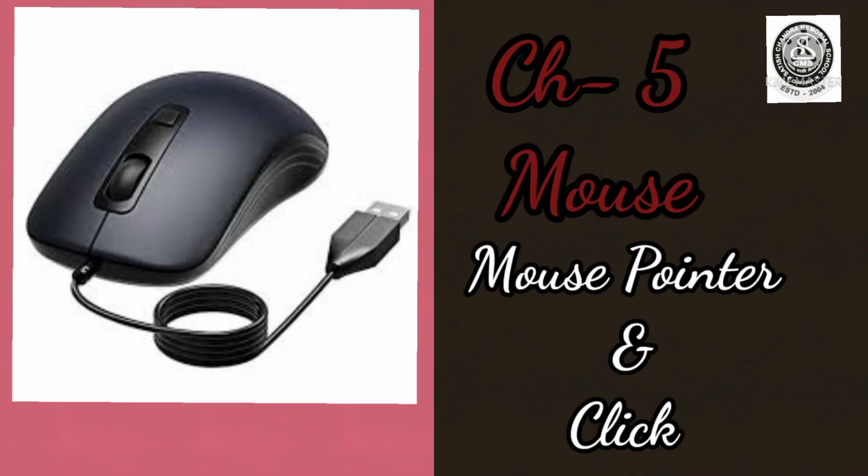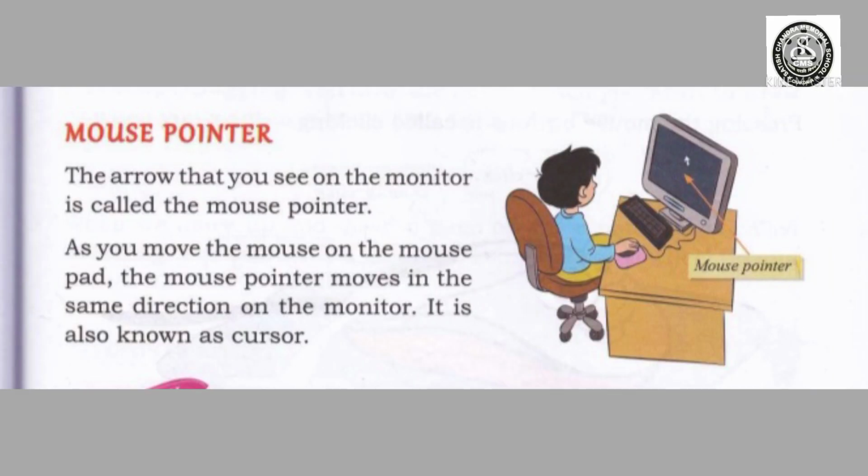Today we are going to discuss from chapter 5, mouse pointer and its click. Now let's start with the mouse pointer. So what do you mean by the mouse pointer? The arrow that you see on the monitor is called the mouse pointer. So students, the arrow which you see on the monitor is referred to as the mouse pointer.